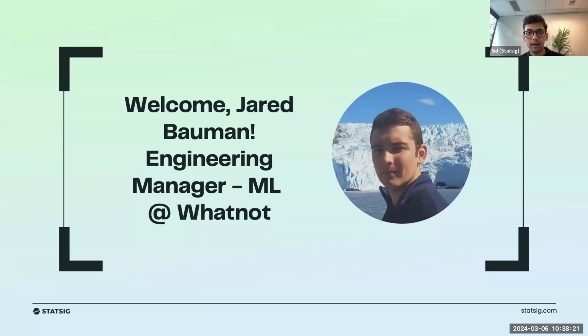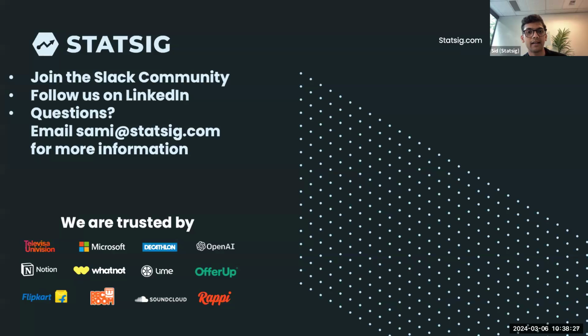I guess the one final question, and I just want to make sure I'm understanding this correctly, is from Jack. Jack asks, is the warehouse native feature that you split the warehouse engine for different experiments? Do we want to just clarify that?